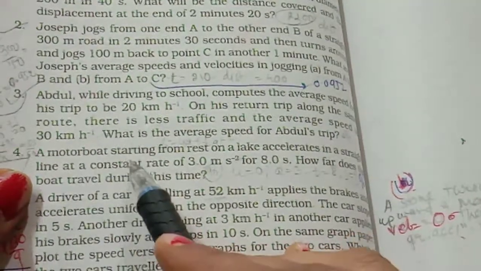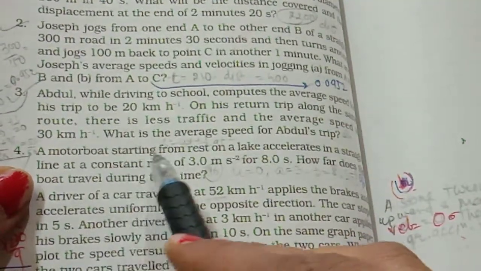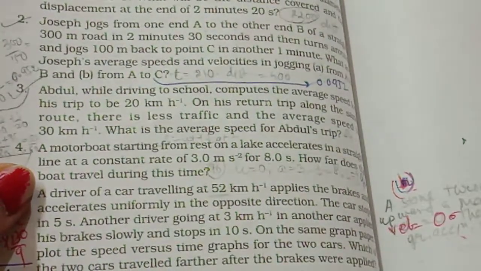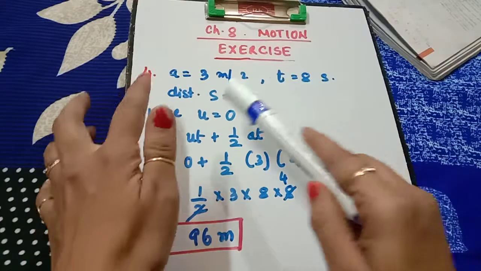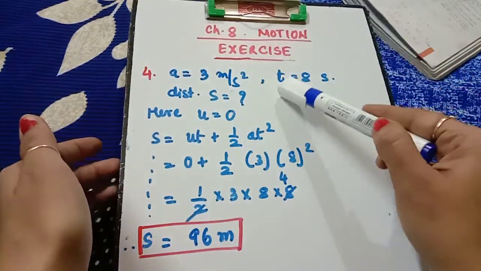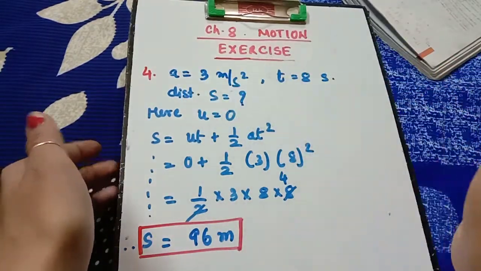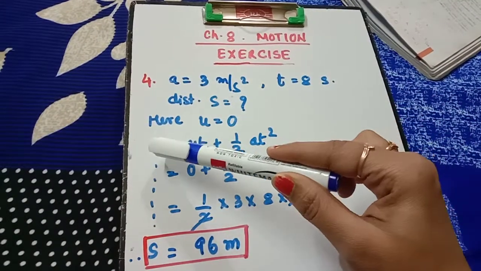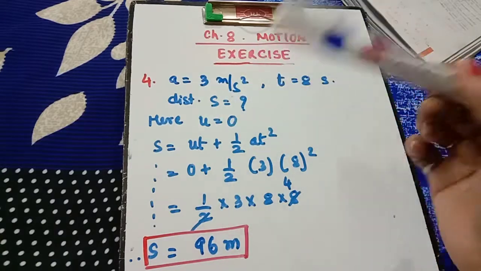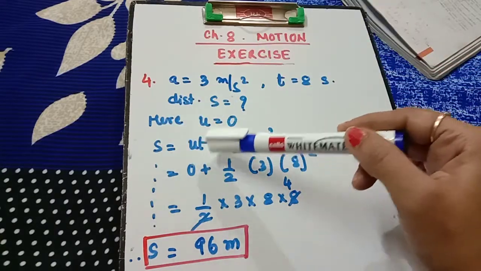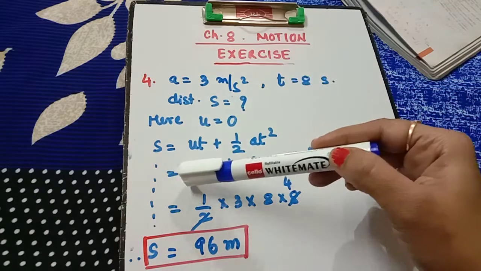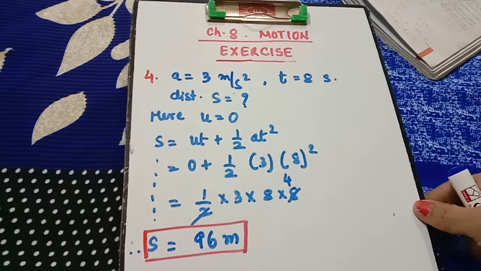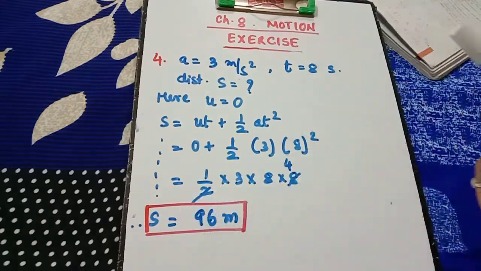The boat travels during this time, and motor boat starting, so initial velocity is 0. That means u is equal to 0. a is equal to 3 meter per second square, t is equal to 8, distance s you have to find out. Now this formula, where all the things are included, is s is equal to ut plus half at square. 0 plus half, substitute the values, solve, and you will be getting s is equal to 96 meter.